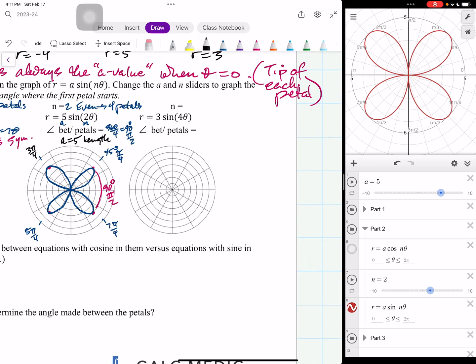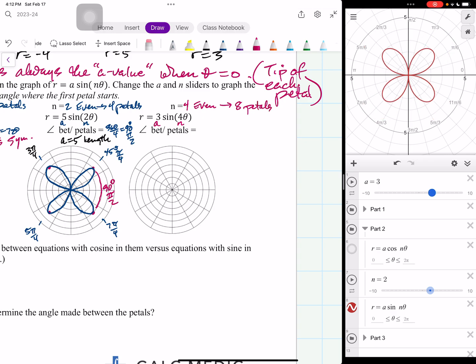And then the last one here, A is 3, N is 4. And guess what? That's even. That tells me that we should have 8 petals by observation. So I'm going to change A to 3, so back it off to 3. Increase your slider to 4, and watch what happens. You have 8 petals. Holy cow. And then 360 divided by 8, that's 45 degrees, or pi/4. That's the angle between them, but it doesn't start on the x-axis.